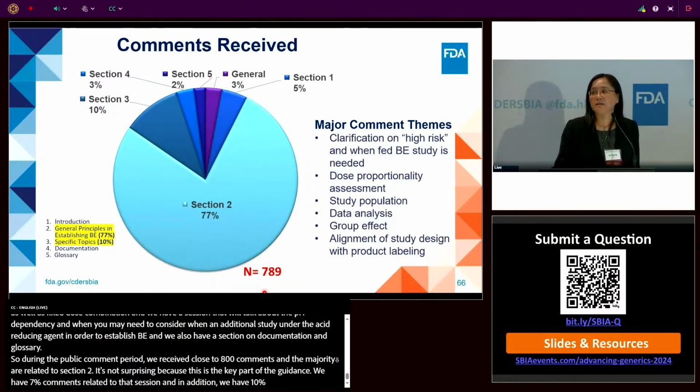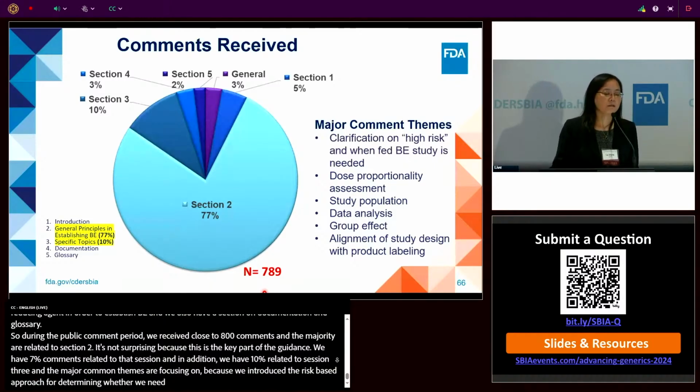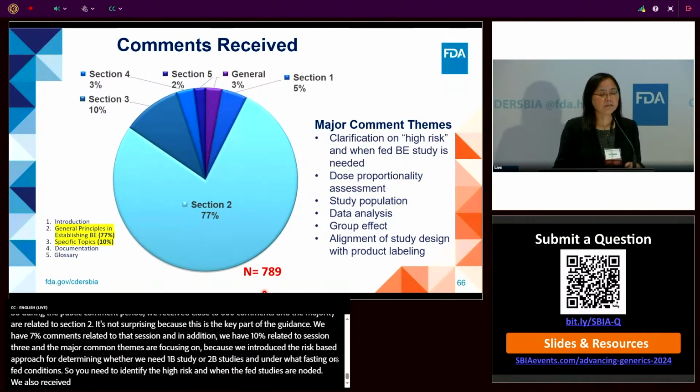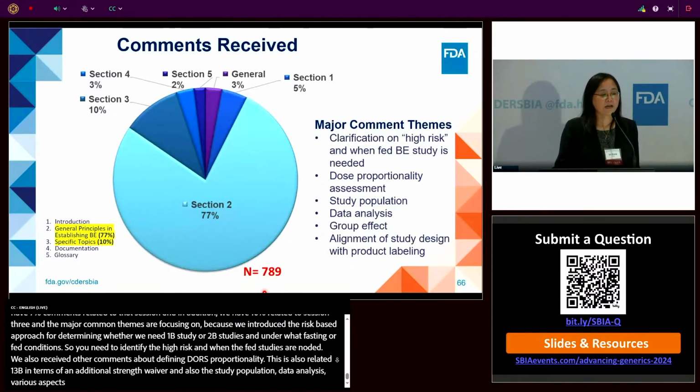The major comment themes focus on the risk-based approach we introduced for determining whether we need 1 BE study or 2 BE studies under fasting or fed conditions. A lot of clarification is needed on how you define high risk and when a fed BE study is needed. We also received comments on how to define dose proportionality, which is related to M13B in terms of additional strength waiver, and on study population, data analysis, group effect, and alignment of study design with product labeling.